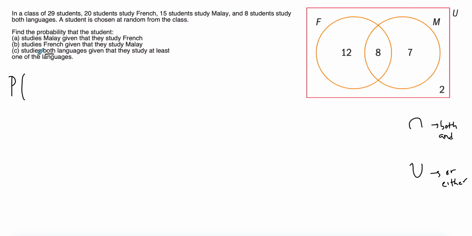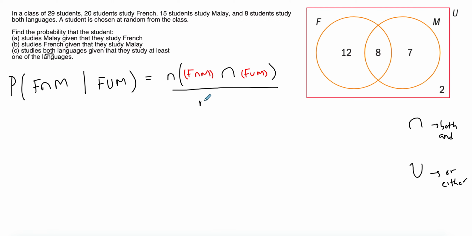So if I have the probability that they study both languages, so I'm looking at French and Malay, given that they study at least one of the languages. So it could be one, it could be the other, or it could be both. So we're looking at an or here, a condition, union. So F union M. And if we use the same rules as the probability, we know that this is the number of elements in the intersection of these two things. So it's going to be quite a big thing to write. F intersect M intersect F union M.